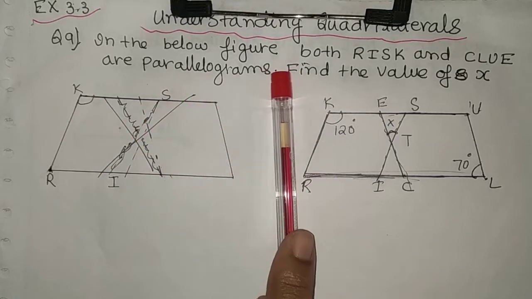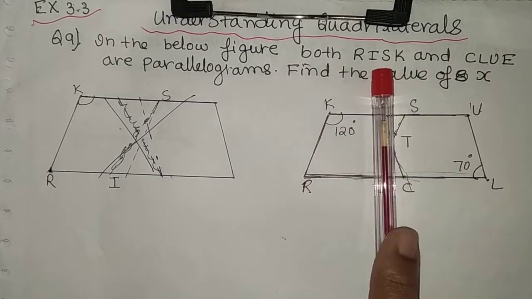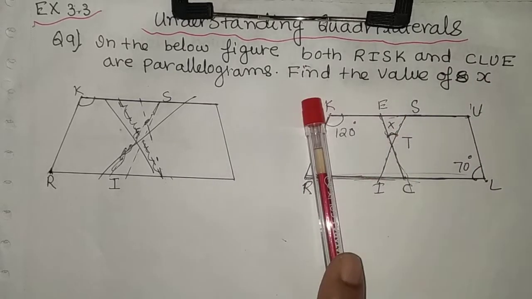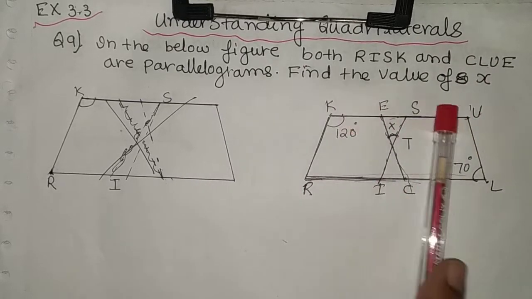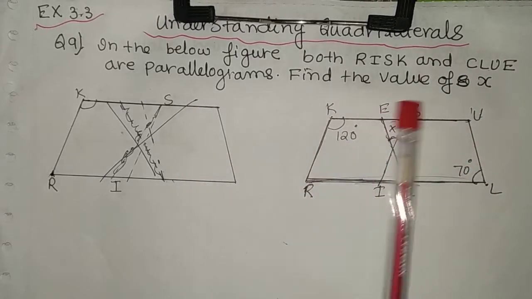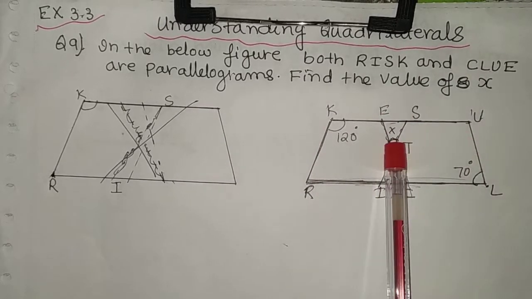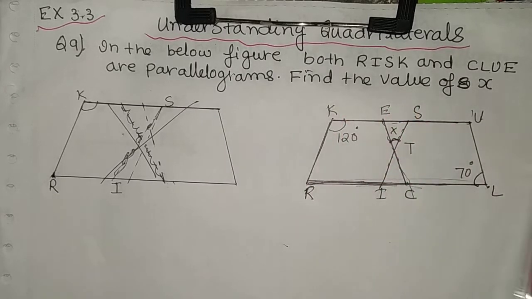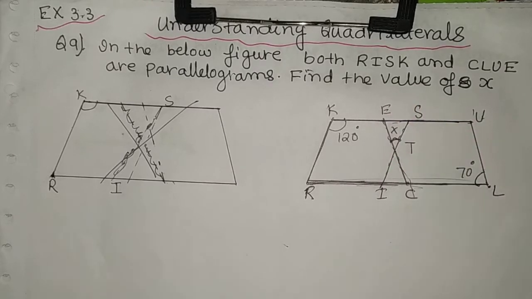So 9th problem: in the given figure, RISK and CLUE are two parallelograms. There are two parallelograms in the given figure. Find the value of x. We have to find the value of x. These are the two parallelograms RISK and CLUE. So first we will start the problem and we have to find the value of x here.